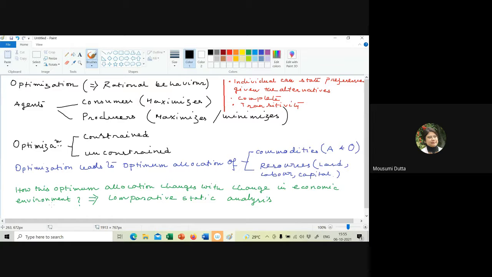There will be some impact of this environmental change on an economy, and this impact we will measure considering sensitivity analysis or comparative static analysis. Okay, so at a certain time point, given a ceteris paribus condition, that is, given other things unchanged, this is the best solution.